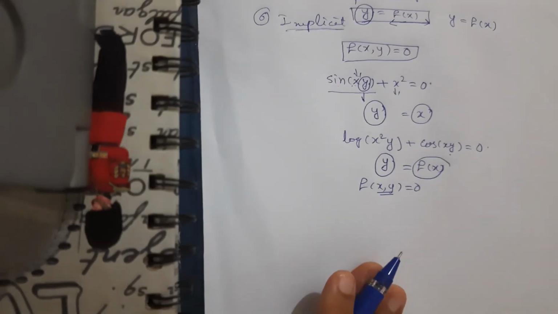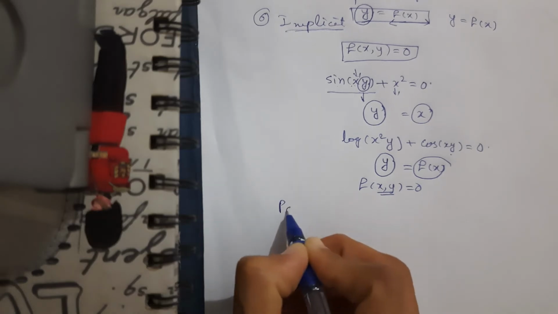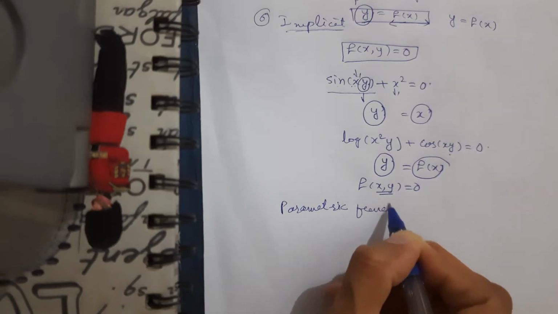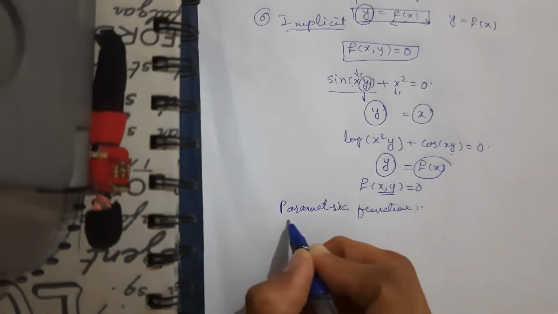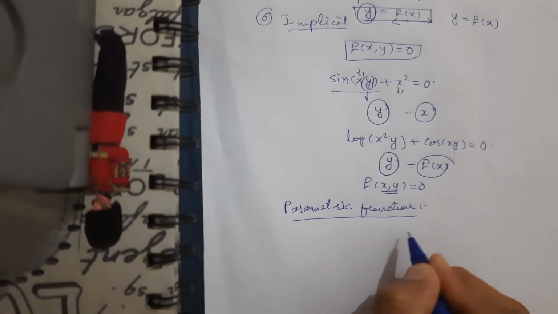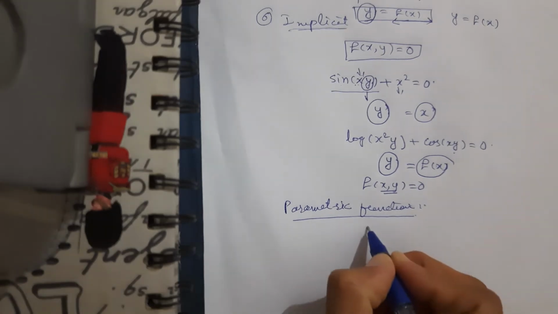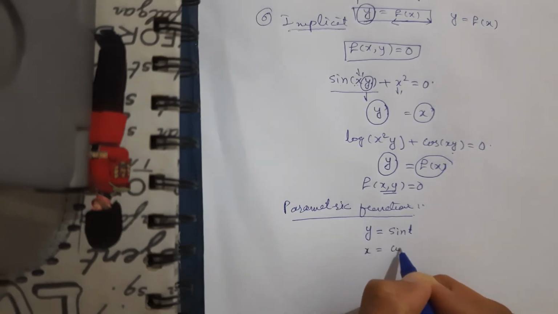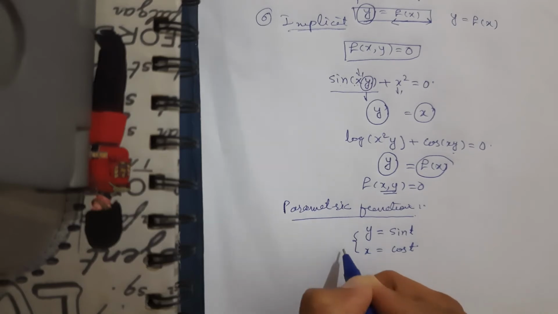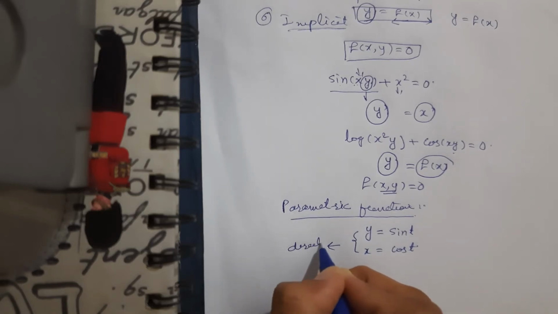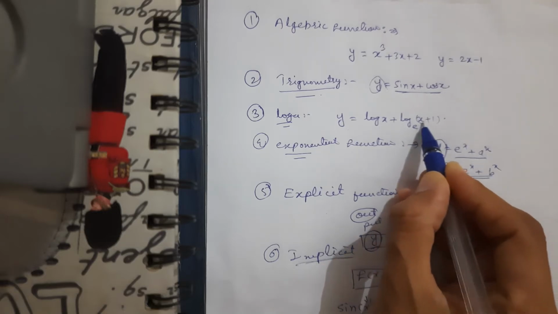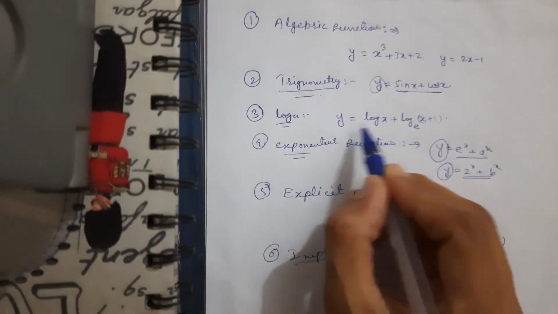Now next term is parametric function. In a parametric function, x and y are not directly related. For example, I have an equation y equals sin t and x equals cos t. Okay. So x and y are not directly connected. For example, in the above example, y equals log x plus log to the base e of x plus 1. Here x and y are directly connected.